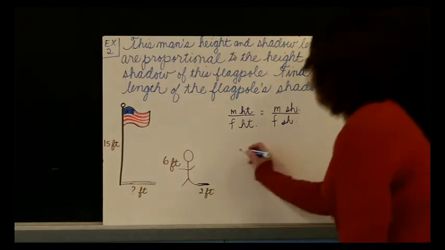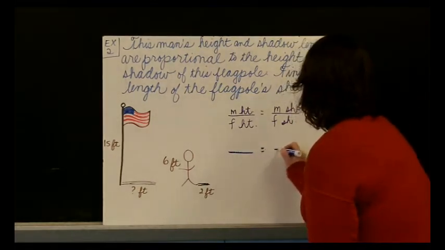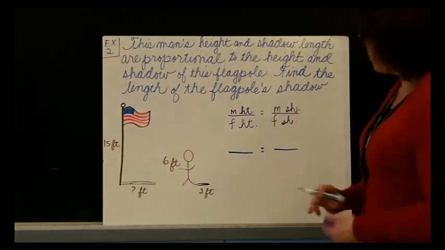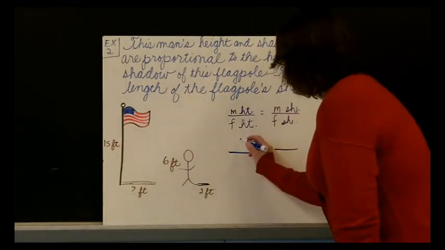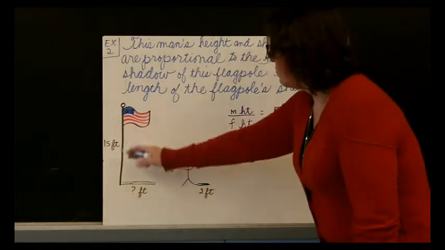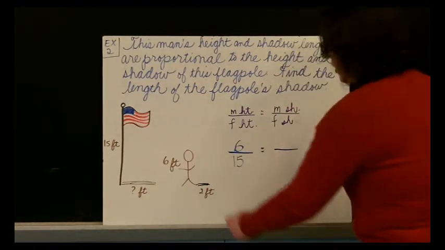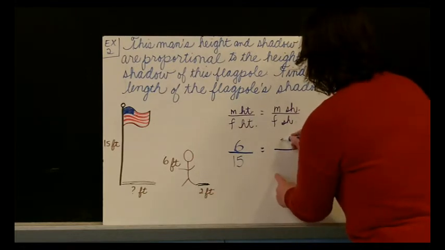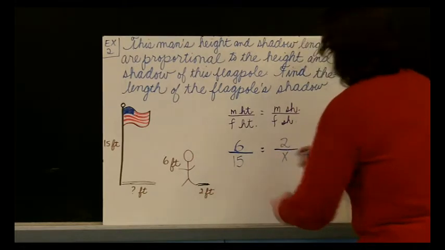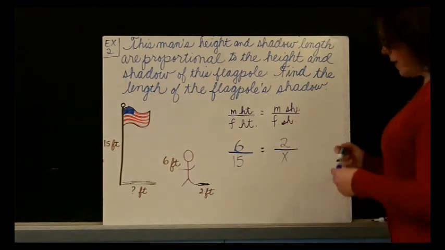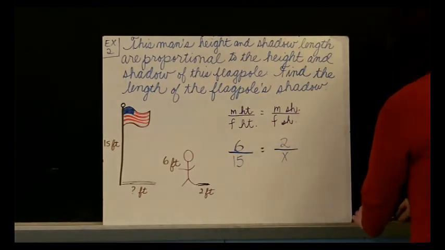Next, what we do, according to our steps, is fill in the numbers that we know. The man's height is 6 feet. The height of the flagpole is 15. The man's shadow is 2 feet across. And we do not know yet the length of the shadow of the flagpole.